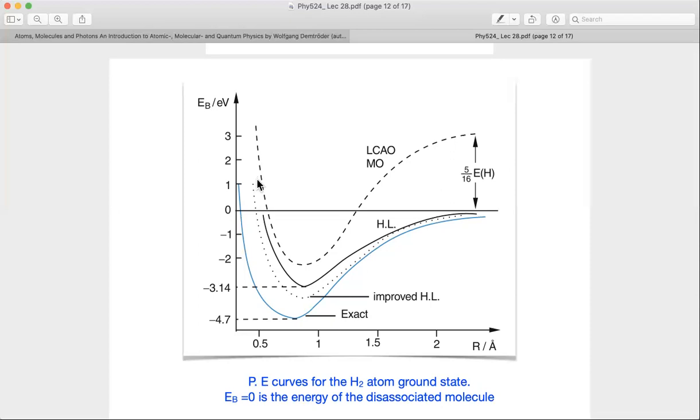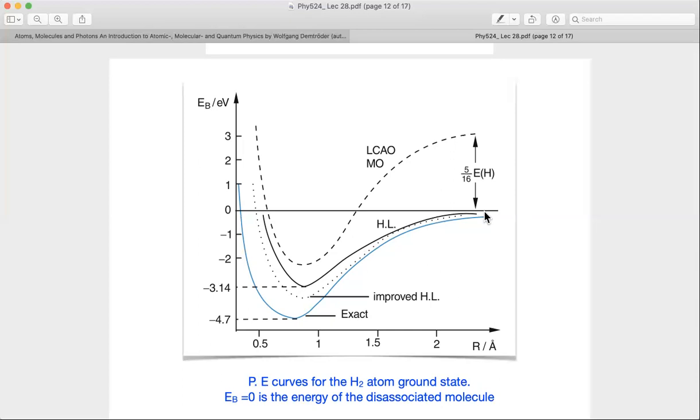Then I have this Heitler-London theory, the solid black line, which gives you approximately correct results. It just doesn't work for very short distances, since I'm starting from a covalent bond and do not have any ionic contributions built in to start with. As R goes to smaller and smaller values, this method gives me problems, and I do not get the positive energies at this end. But below zero energy, it captures all the features reasonably well.